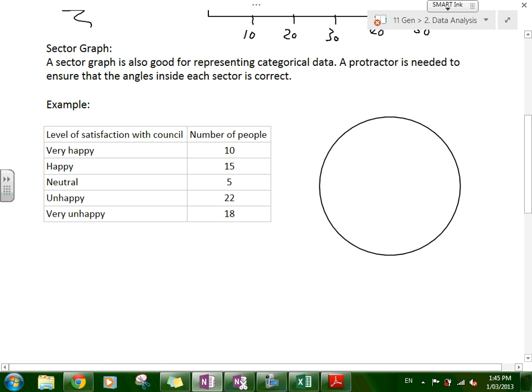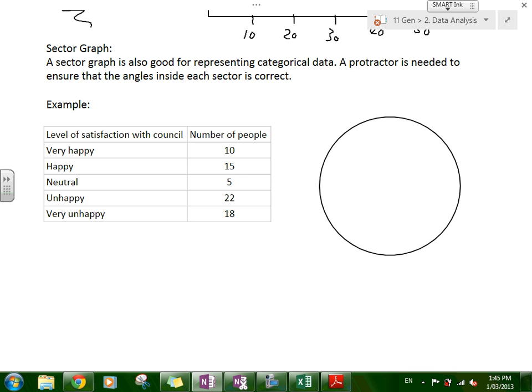A sector graph is also good for representing categorical data. So it's good if you like representing something that you can't measure numerically. You can do it with categorical data, obviously. But you need to use a protractor to ensure that the angles inside each sector are correct. That's the key point with a sector graph. You have to be able to work out what percentage of the total is that particular score, and then work out that as an angle.